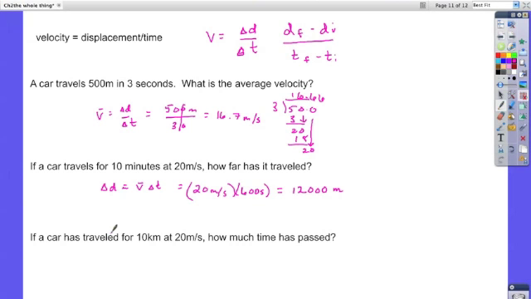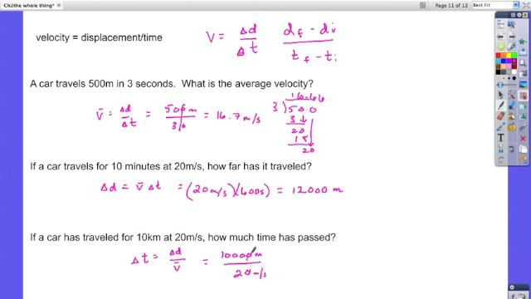Now we're going to solve for T. If a car has traveled for 10 kilometers at 20 meters per second, how much time has passed? So if we rearrange this equation for time, we're going to get delta T equals delta D over our average velocity. The time will come up over here and we'll divide by the average velocity. And our displacement, I can't put kilometers in there, but again, I made this one easy. 10 kilometers is just 10,000 meters over 20 meters per second.